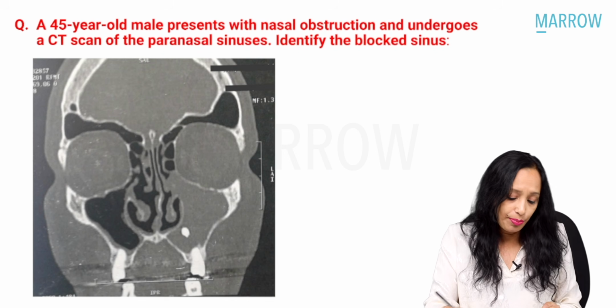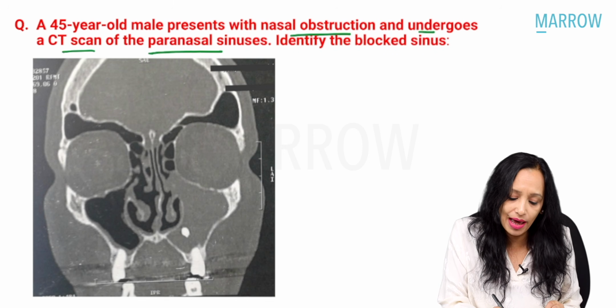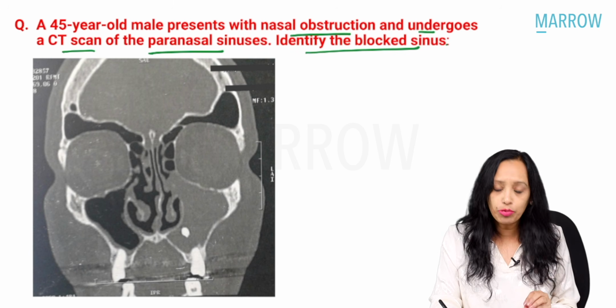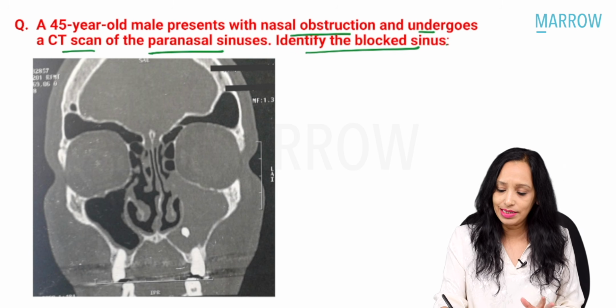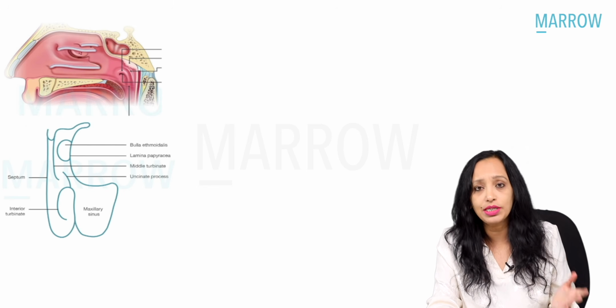A 45-year-old male presents with nasal obstruction and undergoes CT scan of paranasal sinuses. Identify the blocked sinus. We will come to this question. Before that, let us see some important things that we should know before we go to the CT scan.